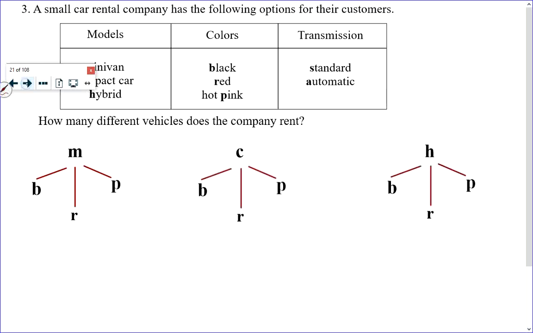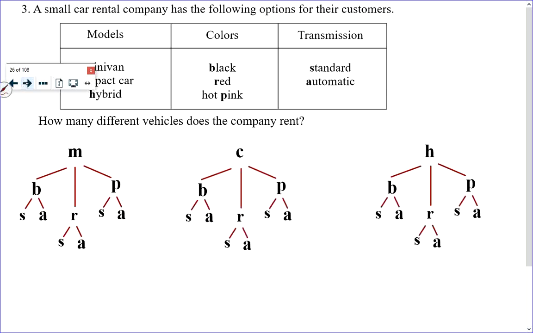If you choose a compact car, you can choose black, red, or pink. And if you choose a hybrid, you can choose black, red, or pink. Now, if you choose a minivan that's black, you can then go with a standard or automatic transmission. And if you choose a minivan that's red, same thing, standard or automatic. Minivan in pink, I think you're getting the idea. Each of these endpoints that is a path with a model and a color is going to branch off into 2 options, standard and automatic. So you get this for the compact and you get that for the hybrid.